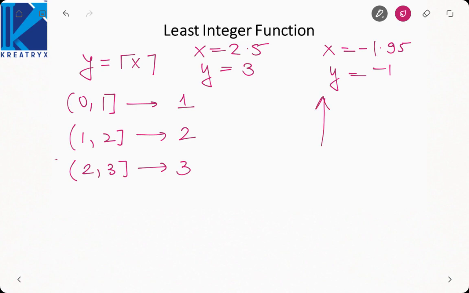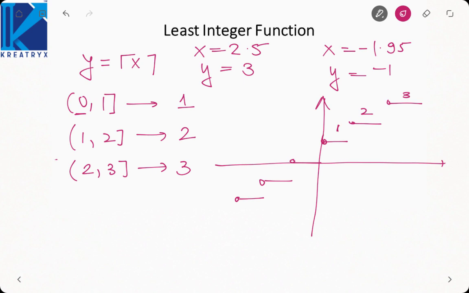So how will the graph look like? It will look something like this. That is 1, open circle at 0, because if it is 0, you need an integer that is higher than that, that is 1. Then from 1 to 2, it will be like this, 2. Then 2 to 3, it will be like this. Then like this. So this graph will be like this. The open circles represent wherever the value is not included. Is it fine? So that is how you represent a least integer function.